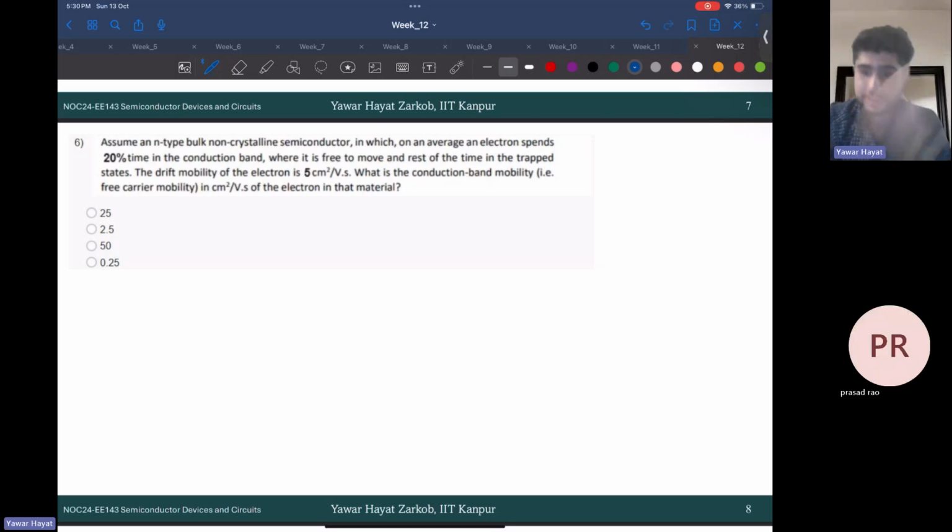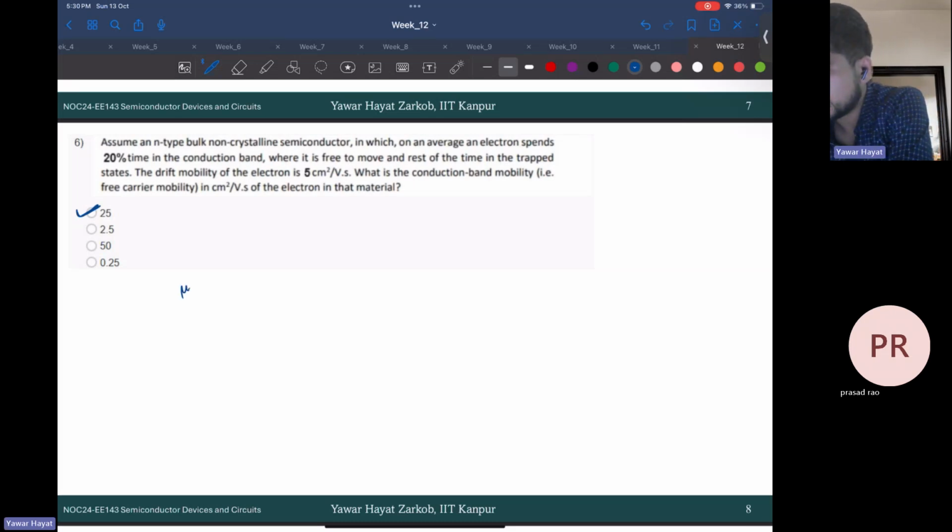Okay, so Prasad Rao answered it as 25, which is the correct answer. So the answer is 25 centimeter square per volt second. I'll still go through the solution once for others. So yeah, this is the correct answer. Let's go through the solution, which in fact is a simple one.